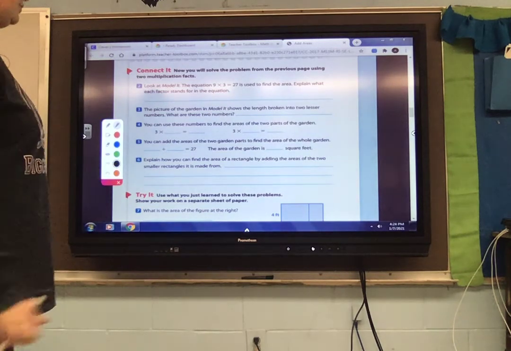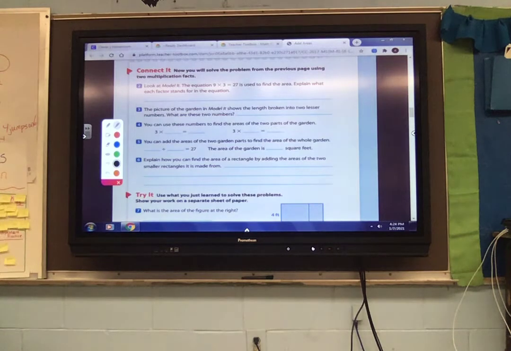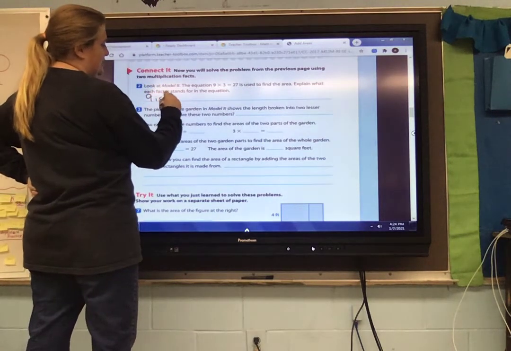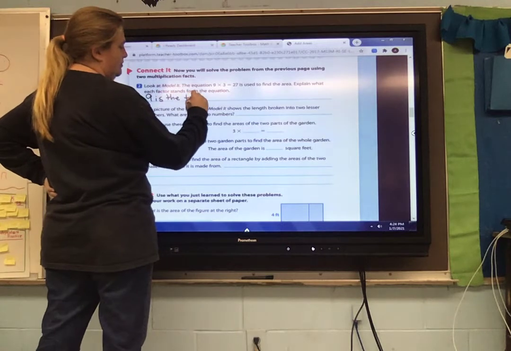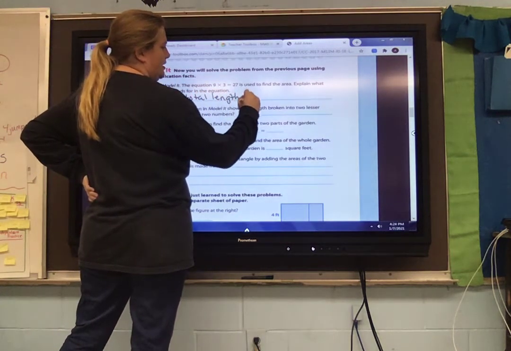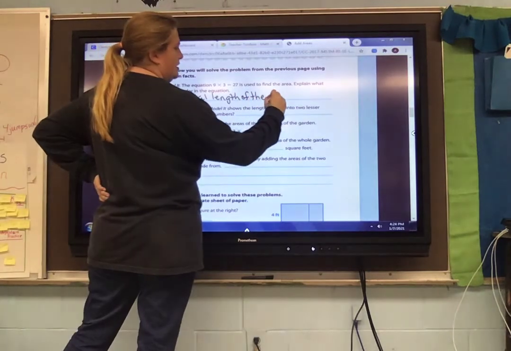Number 2, we're now on the last page you're doing today with me, which is 299. Look at model it. The equation 9 times 3 equals 27 is used to find the area. Explain what each factor stands for in the equation. So what did the 9 stand for? The 9 is the total length of the garden.